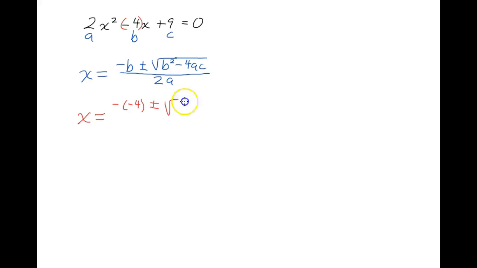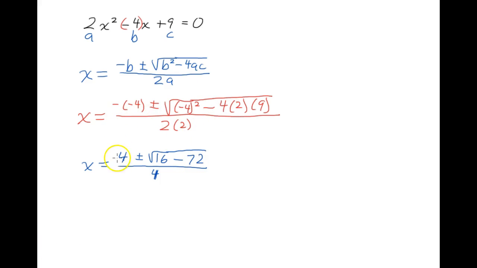Plus or minus the square root of b squared, so that's negative 4, quantity squared, minus 4 times 2 times c, which is 9. Let's extend that radical all the way over. This is all over the quantity 2 times a, or 2 times 2. All right, I'm going to simplify this a little bit. It's the opposite of negative 4 is 4, plus or minus the square root of 16 minus 72.